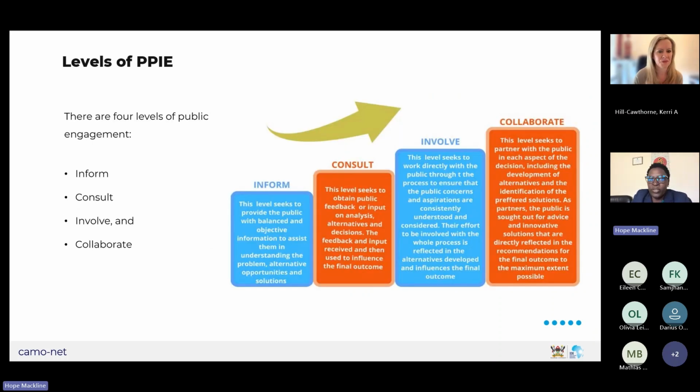So there are quite a number of levels that you would have while you're engaging the public at the start of your program or as you conduct your research. So one, you would want to first inform and then consult, involve them, and then at the end of it all, collaborate. For the informing part of it, this level seeks to provide the public with balanced and objective information to assist them understand the problem that you're looking at. Secondly, when you consult, as I have said, then you want to know, is this what they want? You get feedback from them.